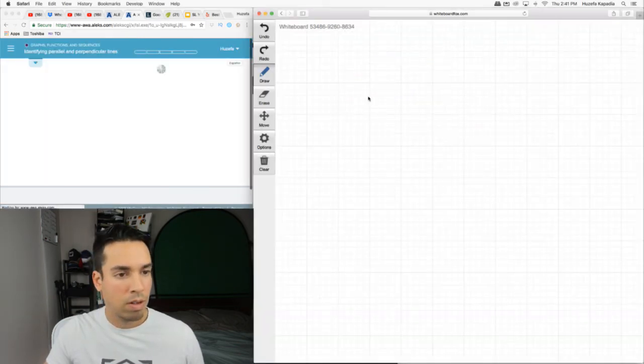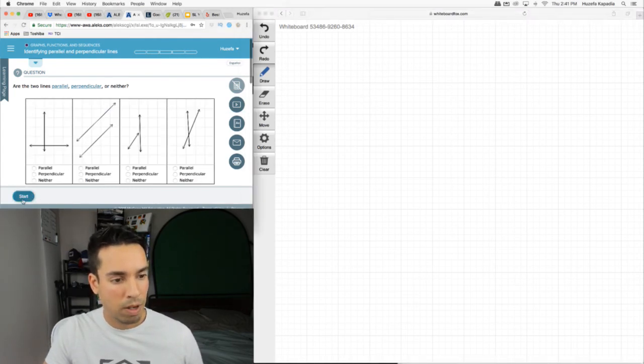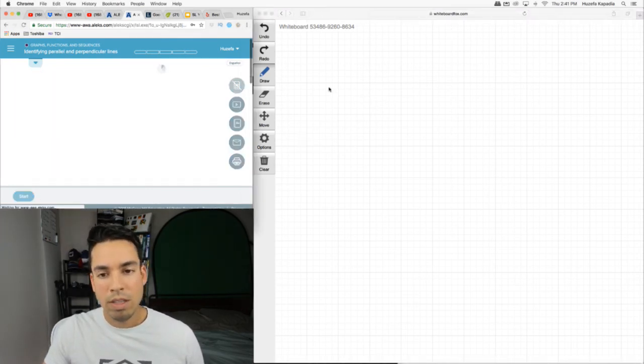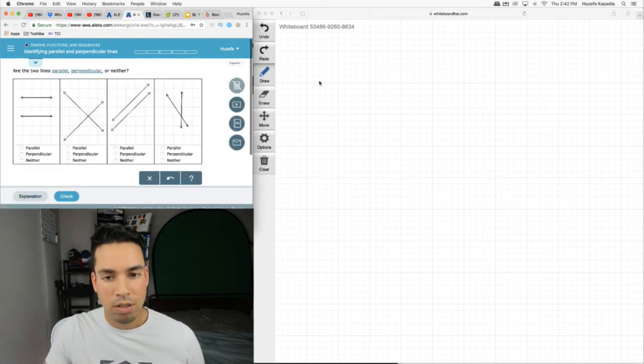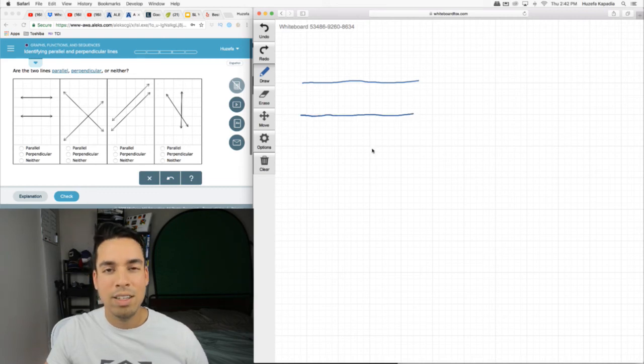Okay, let's keep going. Identify the parallel, perpendicular, or neither. First of all, let's talk about what these definitions are. Parallel lines are two lines, kind of like this, that are exactly lined up. We see parallel lines all the time, and even these little grid lines here are all parallel.